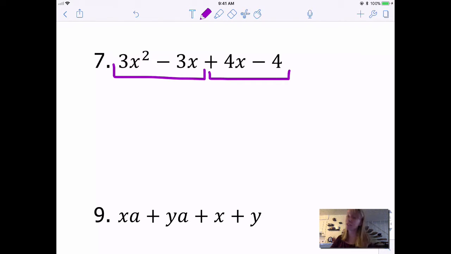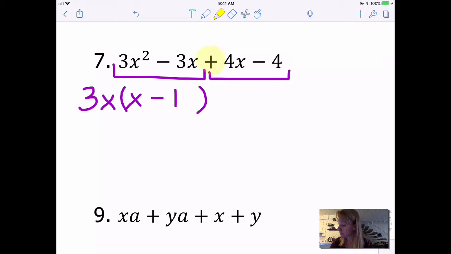So if I look at 3x squared minus 3x, the GCF in those 2 terms is a 3 and an x. And if I take that GCF out, 3x times x gives me 3x squared. 3x times -1 gives me -3x. I'm always going to keep that middle sign and look at what the GCF is out of my second 2 terms. So it looks like there is a 4 in both of those terms. So +4 times x gives me a 4x, and +4 times -1 gives me a -4.